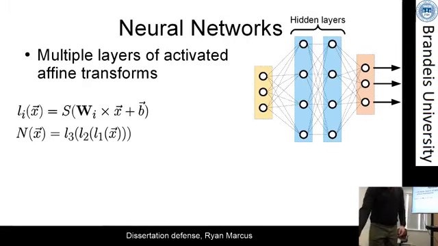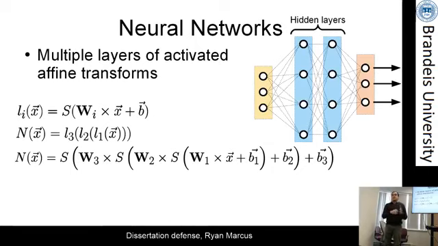You can think of a neural network then as the composition of many of these affine transformations put together. So you apply L1 first, then L2, then L3. And if we expand that out, we can see that the entire neural network's definition still represents a series of activated affine transformations. What's important about this equation is to note that N is differentiable. Because S is differentiable and because an affine transformation is differentiable, we can use the chain rule to come up with the derivative of N itself.